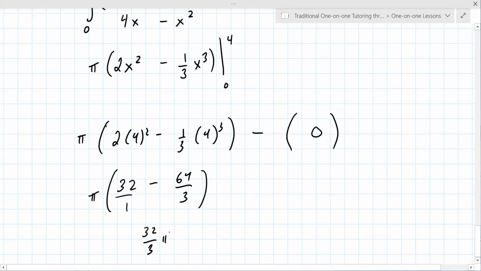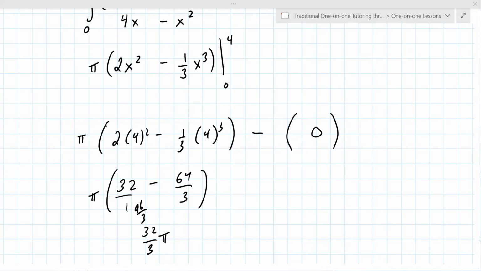So then multiply by 3, 32 times 3. It becomes 96 over 3. 64 thirds pi. Yeah, okay, great. All right, so that takes care of part A. Let me go look at part B.